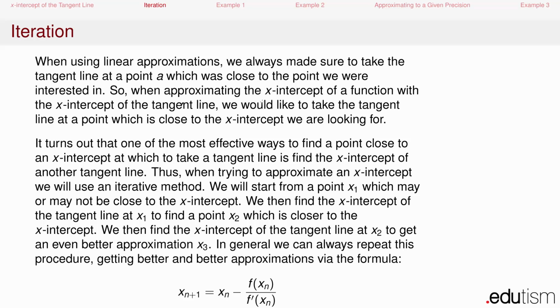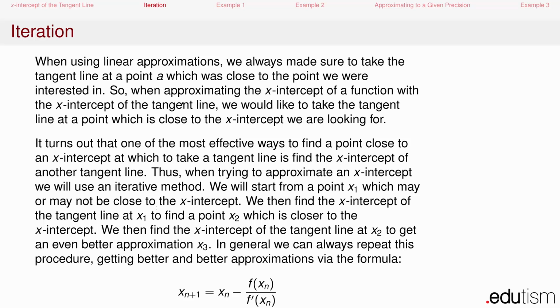So, if we're trying to approximate an x-intercept, we're going to use what's called an iterative method. We're going to repeat a procedure over and over again. We're going to start from some random point x1, which may or may not be close to an x-intercept. We then draw a tangent line at x1. We find the x-intercept with that tangent line. That's going to be a place which is closer to the x-intercept of the function. We're going to find a tangent line then at that point x1 we just found. And we're going to use that tangent line to find a point x2, which is going to be closer to the x-intercept. Then we're going to use x2 to get an even better approximation, x3.